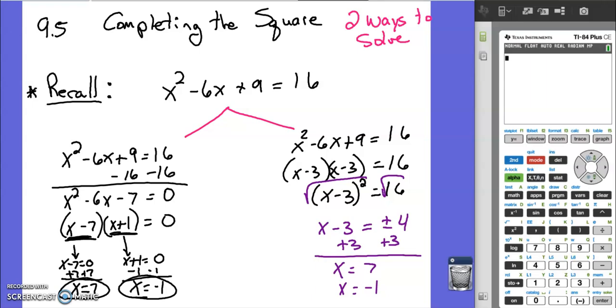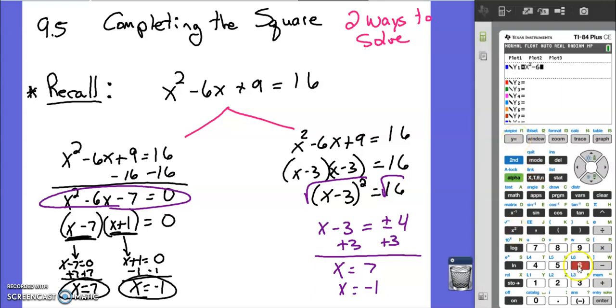So we got the same answer, we just did it two different ways. And again, we could graph it if we wanted to. We would have to graph this step. Remember, once you solve it, set it equal to 0. You can come over to this and take in x squared minus 6x minus 7, and then push graph, and then you can see it crosses at -1 and it crosses at 7. So there's three ways to solve these problems that we've done so far.